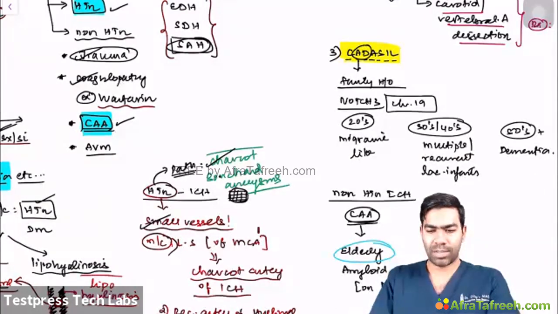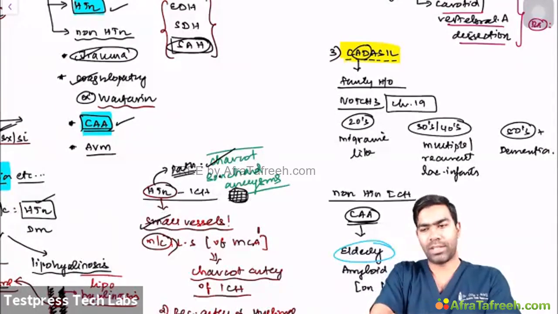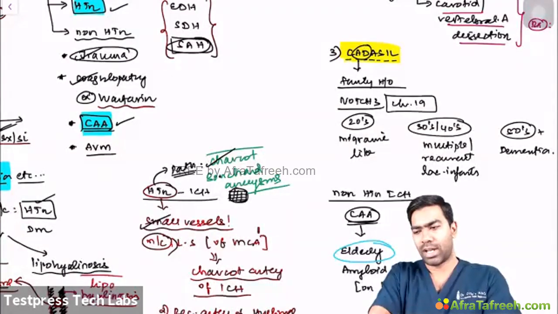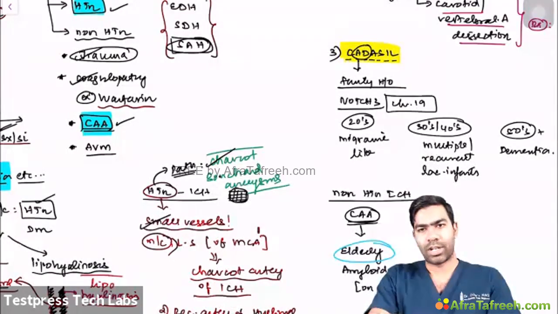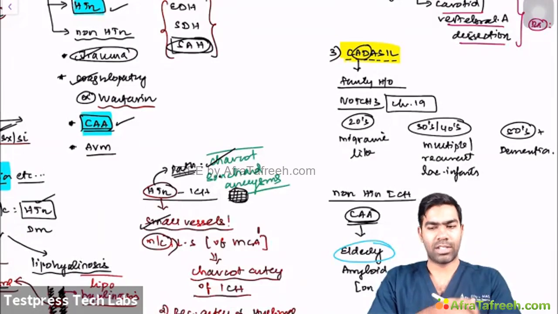And if they give some history like this in the exam, severe migraine-like headaches in the 20s, multiple and recurrent lacunar infarcts in the 30s and 40s, and dementia in the 50s, of course you're going to deal with CADASIL, that is cerebral autosomal dominant arteriopathy with subcortical infarction and leukoencephalopathy. It's a genetic condition.